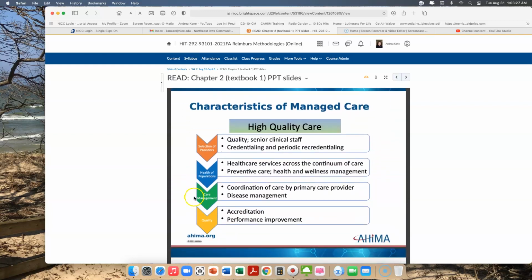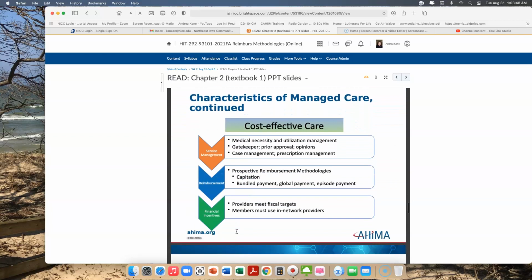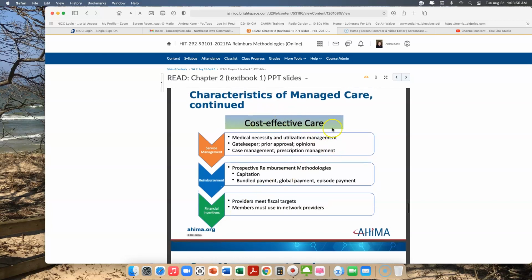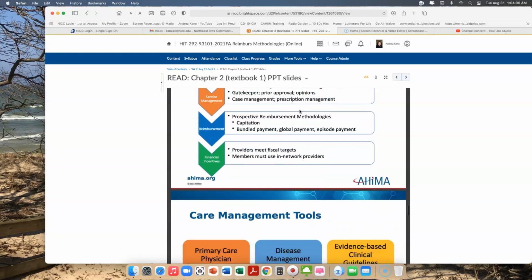Characteristics of managed care. High-quality care has not always been at the head of that. But that is something that has fairly, within the last 5 to 10 years, really moved to the top. But they look at selection of providers, health of populations, care management, and then quality. They also look at service management, reimbursement, and financial incentives because, again, managed care is all about controlling the cost. So they're looking for cost-effective care.